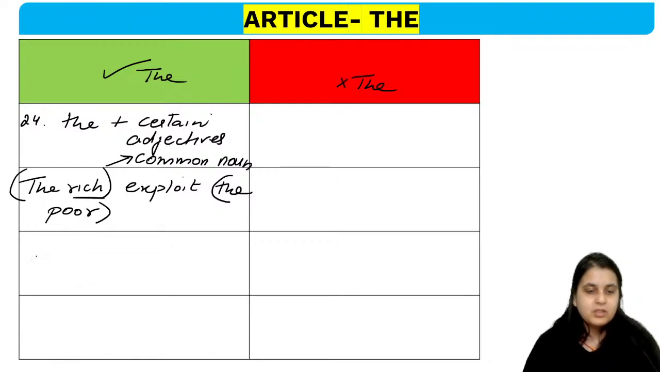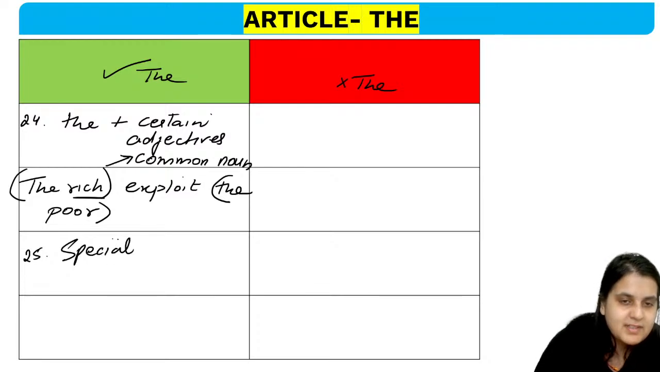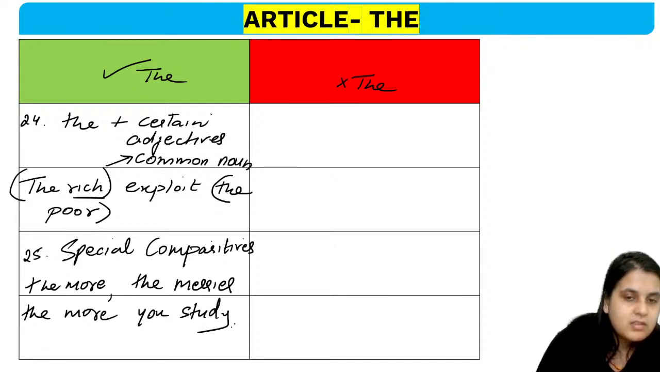Okay, there is another rule that we will look into when we do our adjectives class, but I'm just going to write it. There are certain special cases when we discuss comparative degree of adjectives where we will use the, so special comparatives. Okay, for example, the more the merrier. The more you study, the more you score.